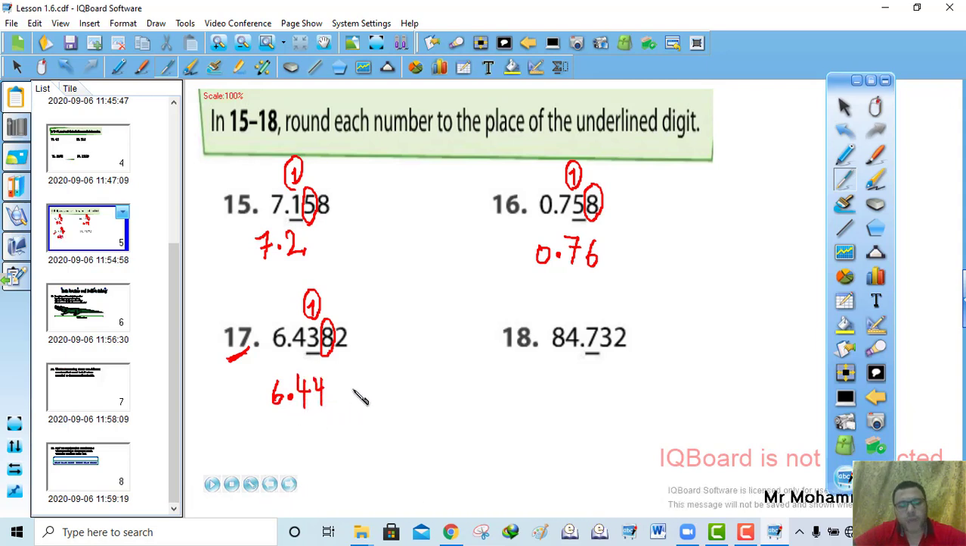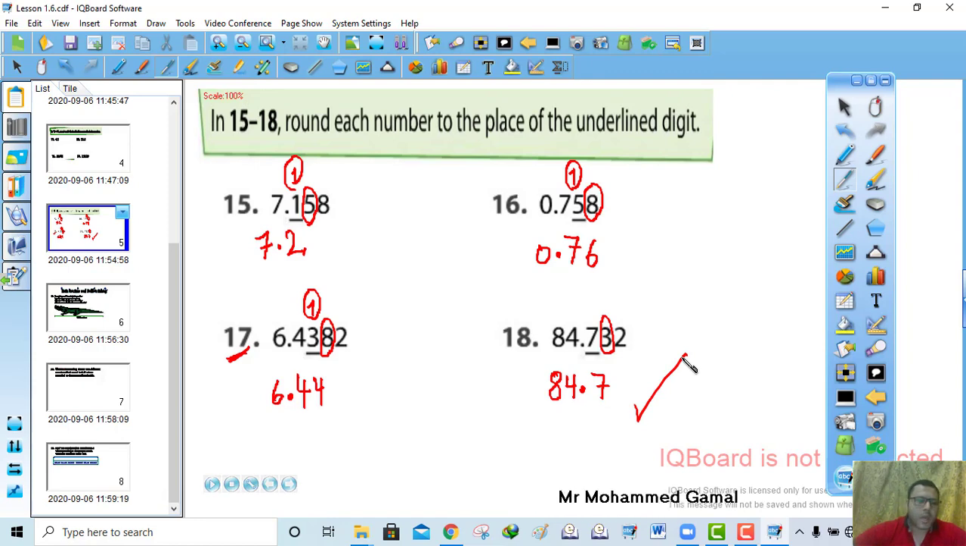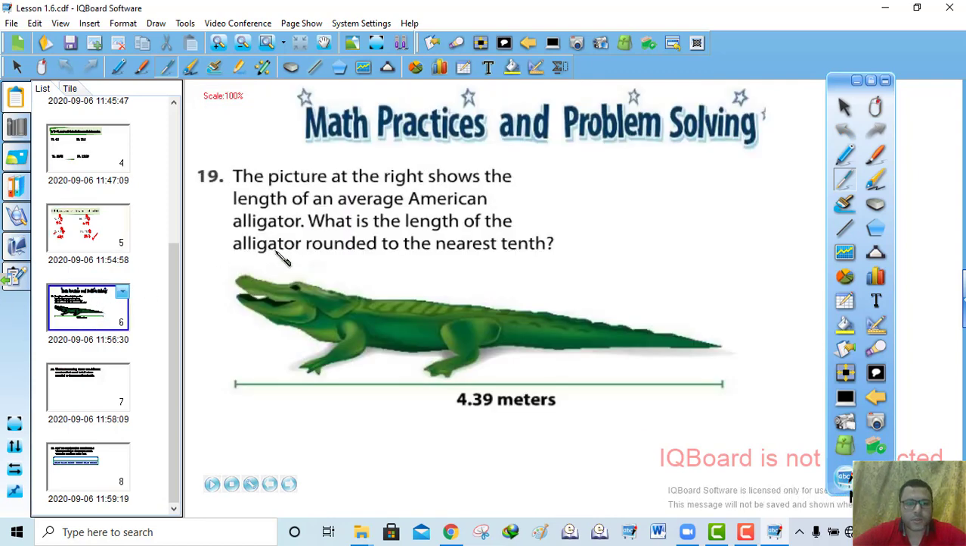44 hundredths. Question 18. The number beside 7 here is 3. 3 is a weak number, so the 7 will stay 7, so it's going to be 84 decimal point 7. It's 84 and 7 tenths. It's rounded to the nearest tens place. Okay. Now let's go to the next question, question number 19.